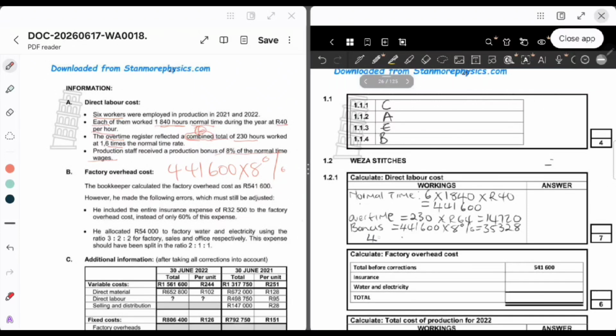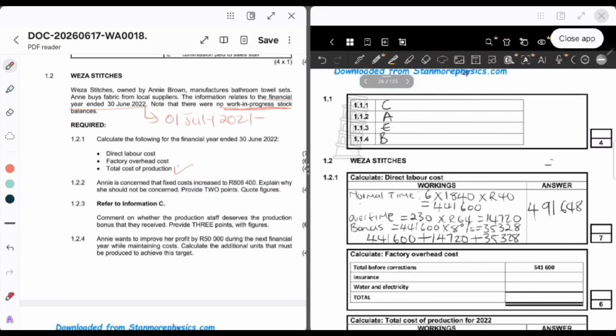Then for us to get how much is the direct labor cost, we are going to take the normal time wage of 441,600. Then we add with the overtime of 14,720, and then you also add 35,328. Then we are going to get a sum of 491,648 rands. Then we are done with the direct labor. Now let's move to the next question.